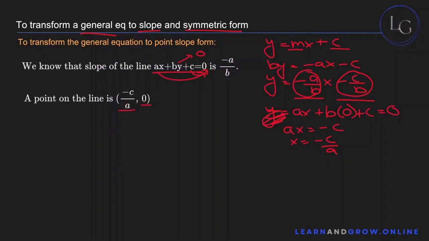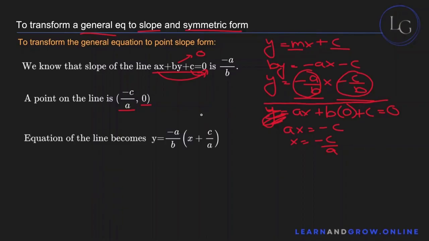Now this is needed for the symmetric form, but for the point slope form, you just need to fiddle with this y is equal to mx plus c equation. Or in this case, y is equal to minus a over b x minus c over b. Now what you need to do is take this slope, minus a over b, common, and that will eventually lead you to this equation.